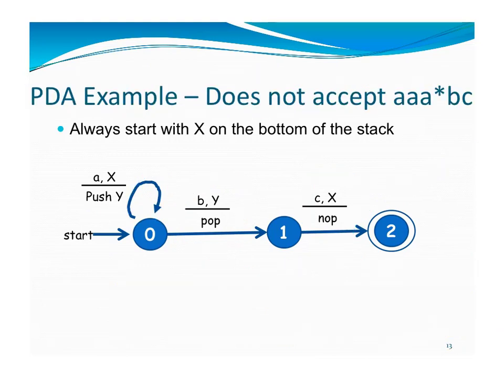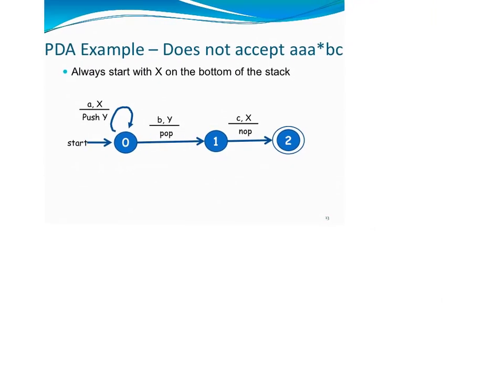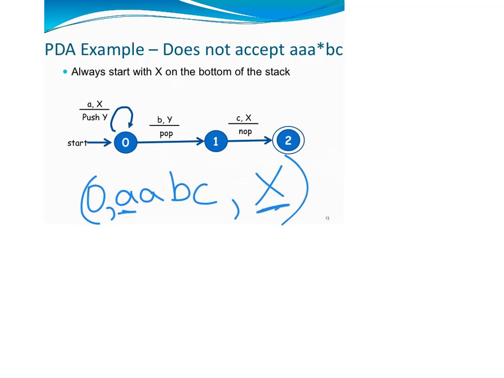Now notice that this PDA does not accept the language A A A star B C. It doesn't accept, for example, the string just A A B C. So we start at state 0, trying to process A A B C, and we have an X on our stack to begin with. We start out with an A and an X at the top of the stack, and of course we can take this loop and just push a Y.